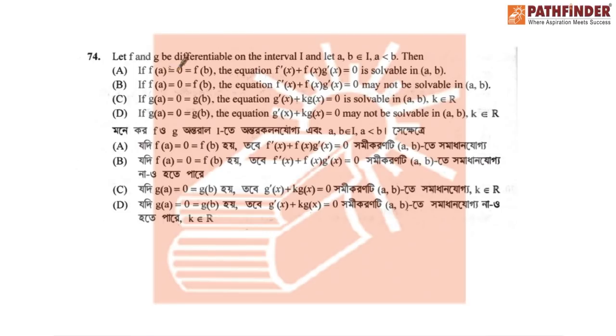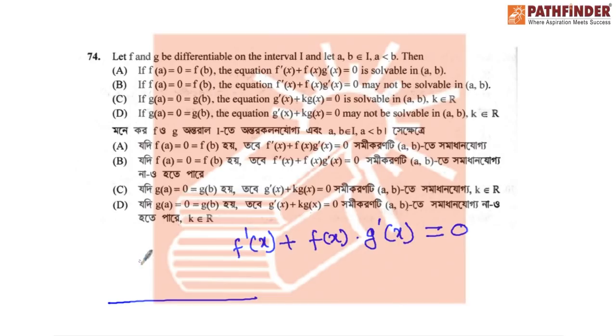It is given that f and g are differentiable functions on the interval I, and a, b belong to I, a less than b. So f(a) equal to 0 equal to f(b). f dash x plus f(x) g dash x equal to 0 is solvable in (a, b). Given that this is a, this is b, f(a) is equal to 0, f(b) equal to 0.